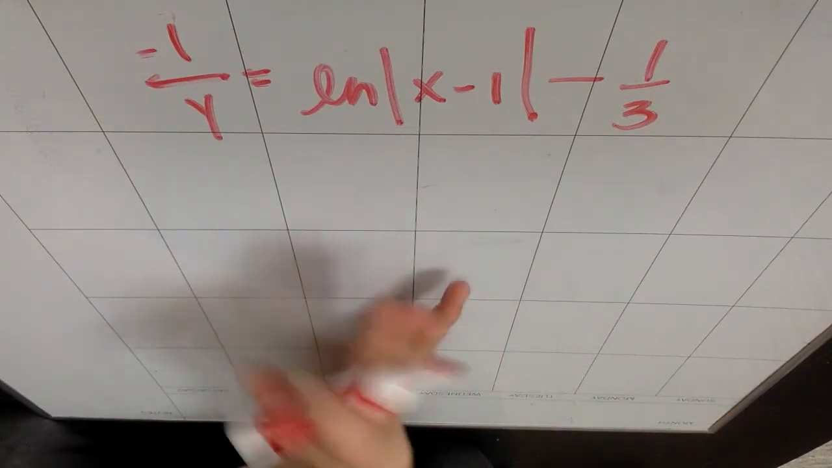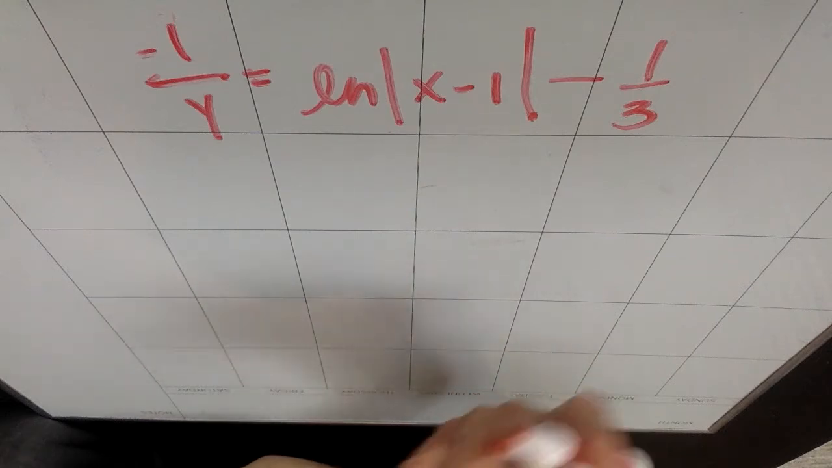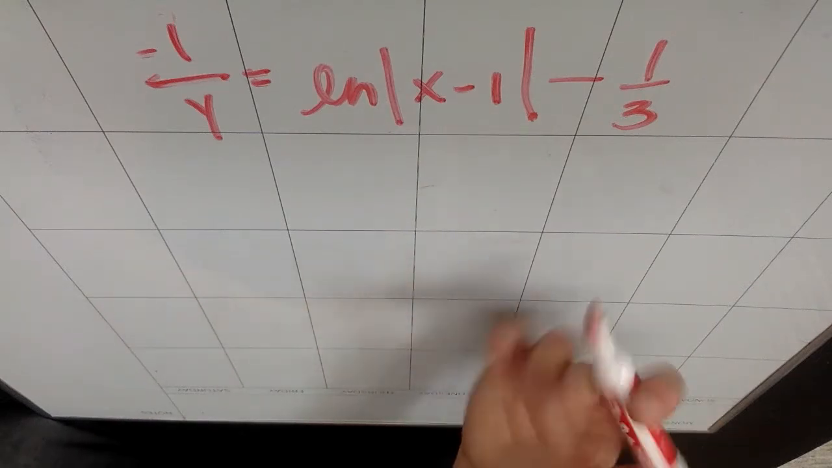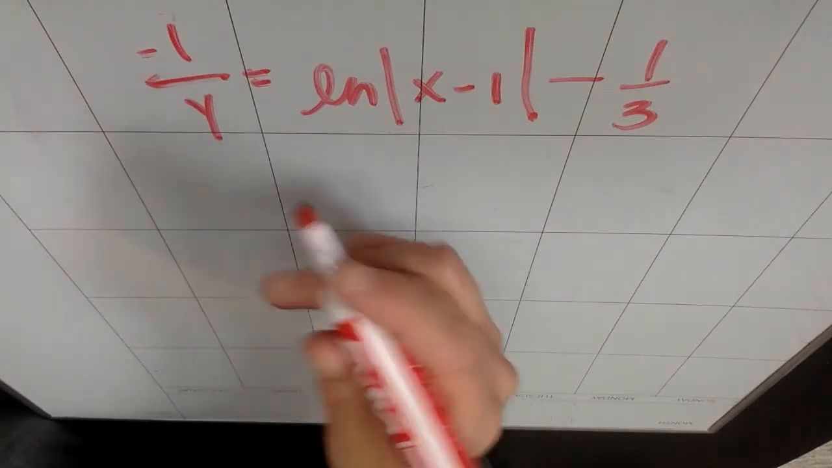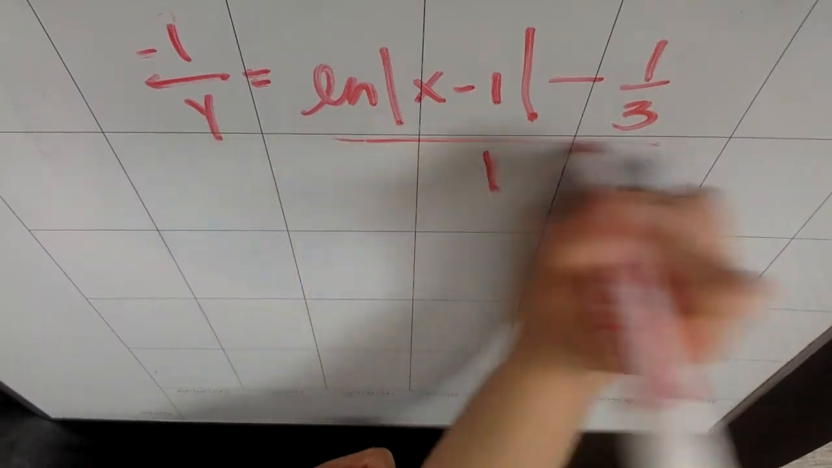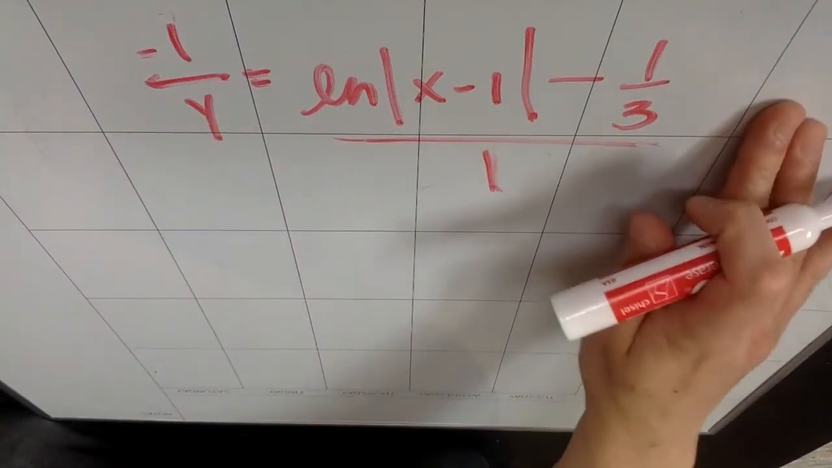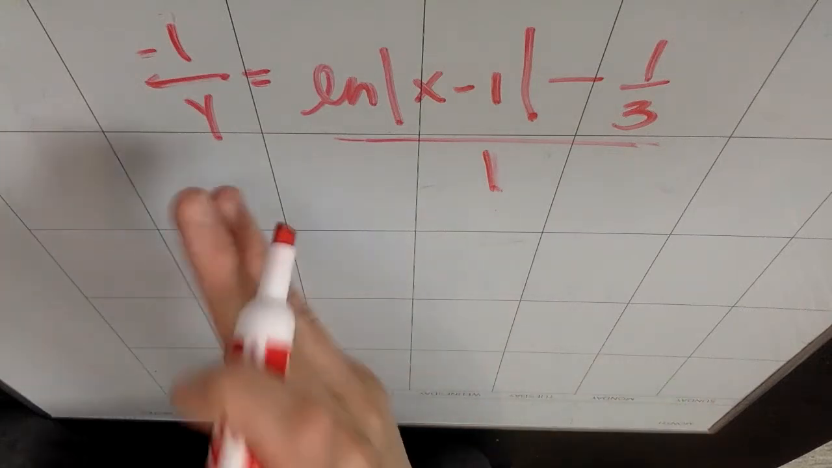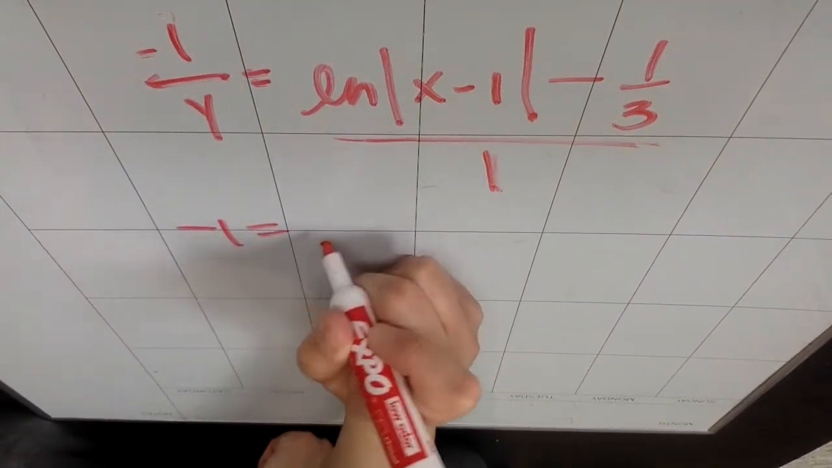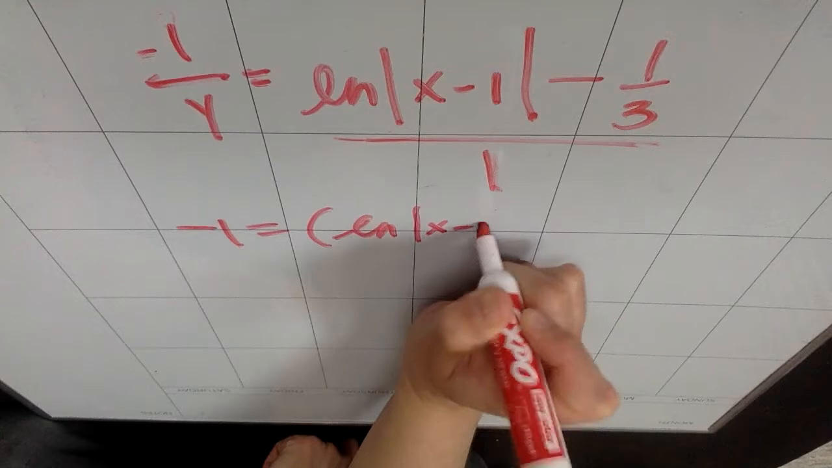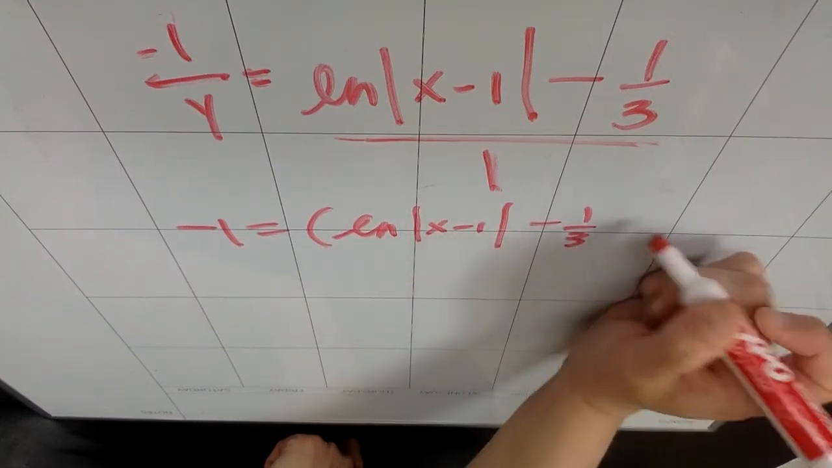So there's a couple ways to do this. Honestly, the laziest and easiest way is that I can treat this whole guy like he's a fraction over 1, right? I can either cross multiply, or I can just multiply the y over, so I get -1 equals this whole thing, right?